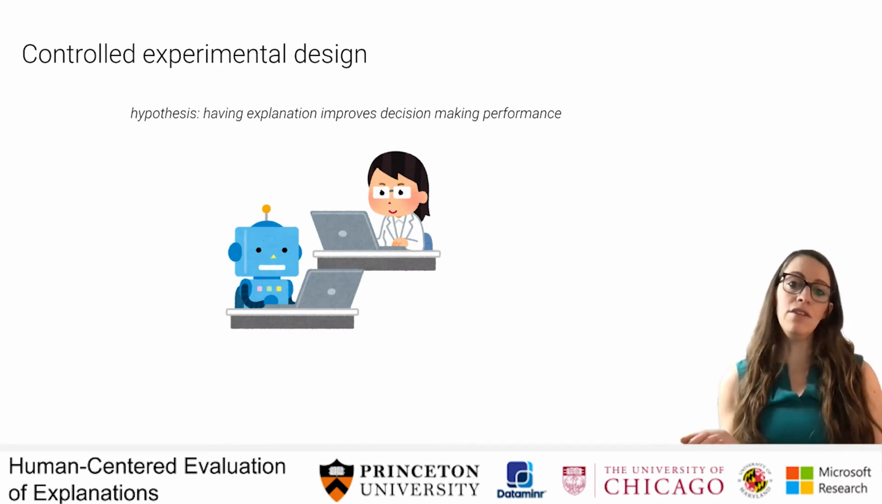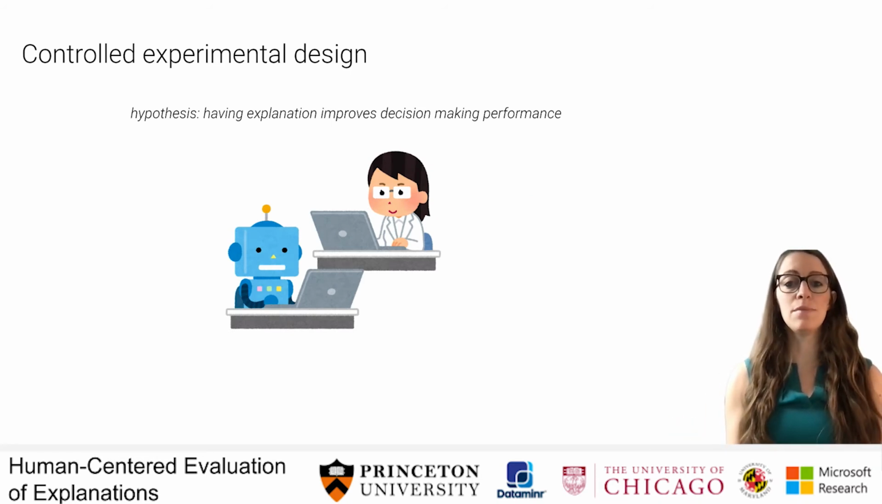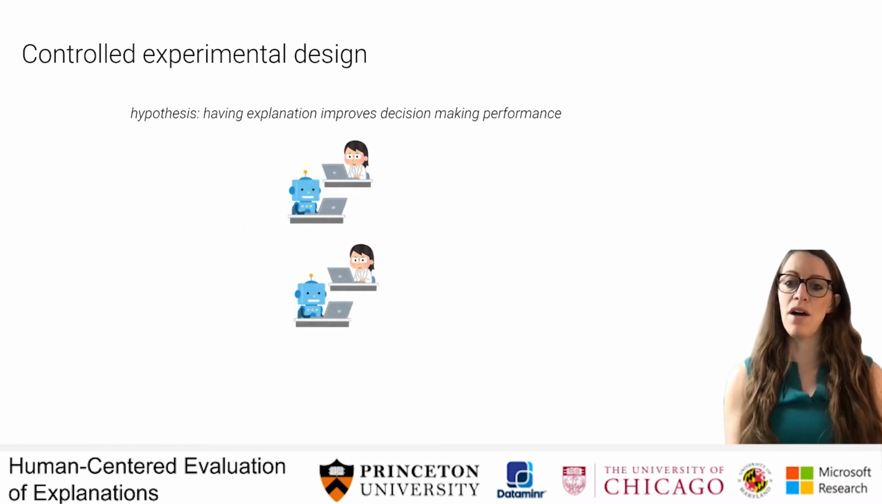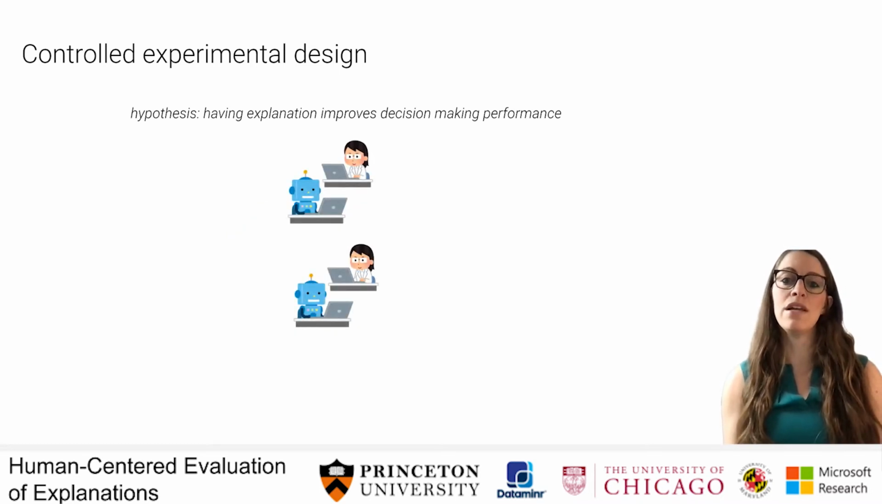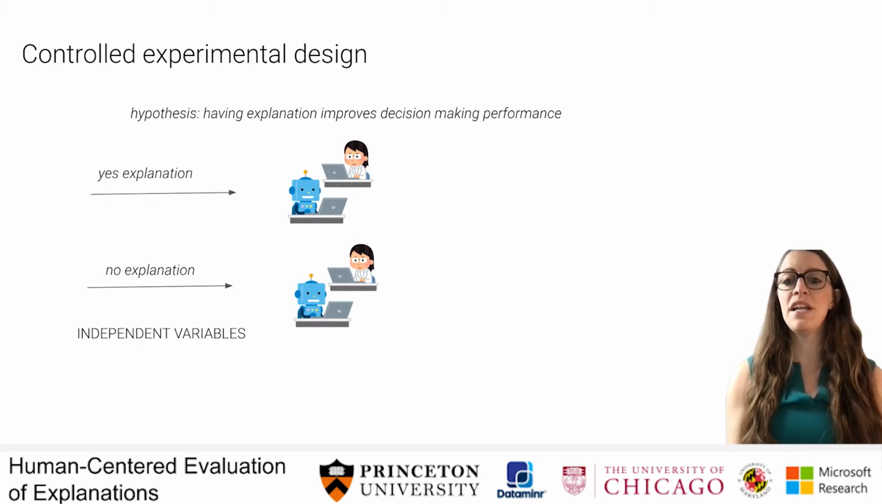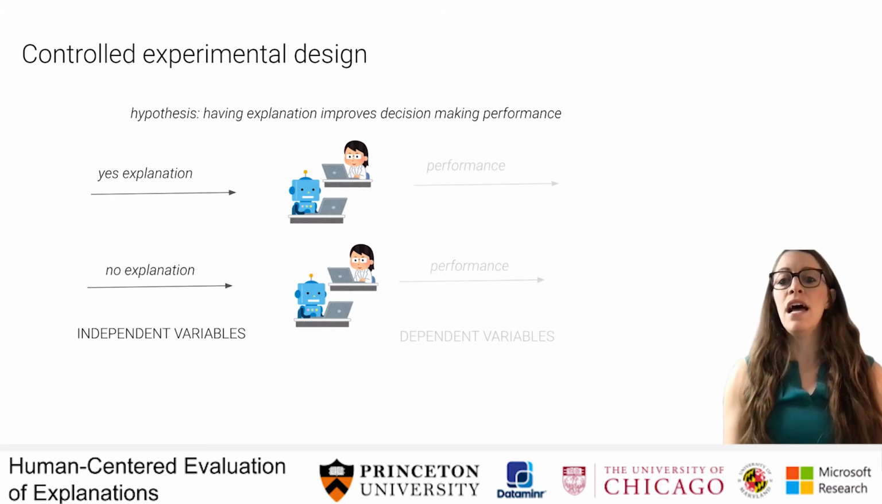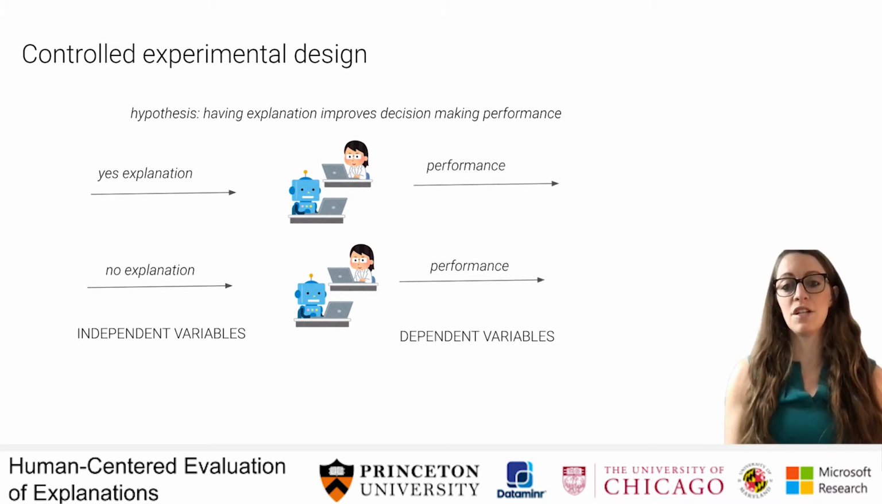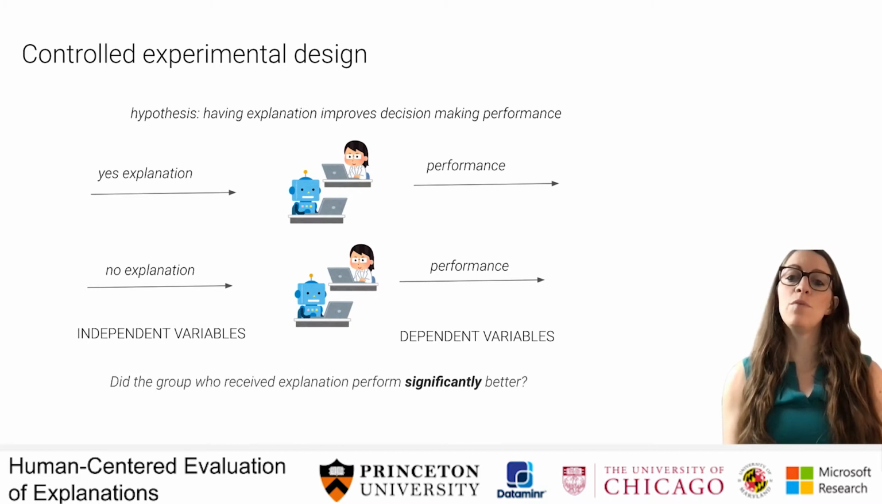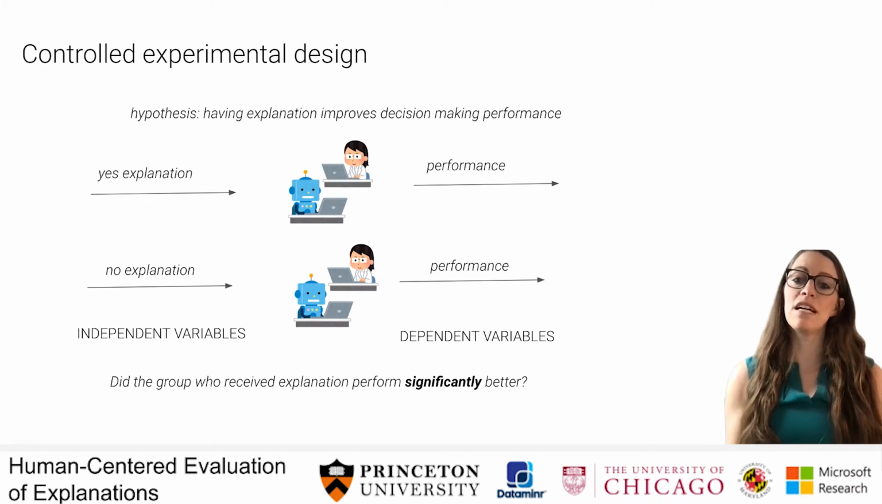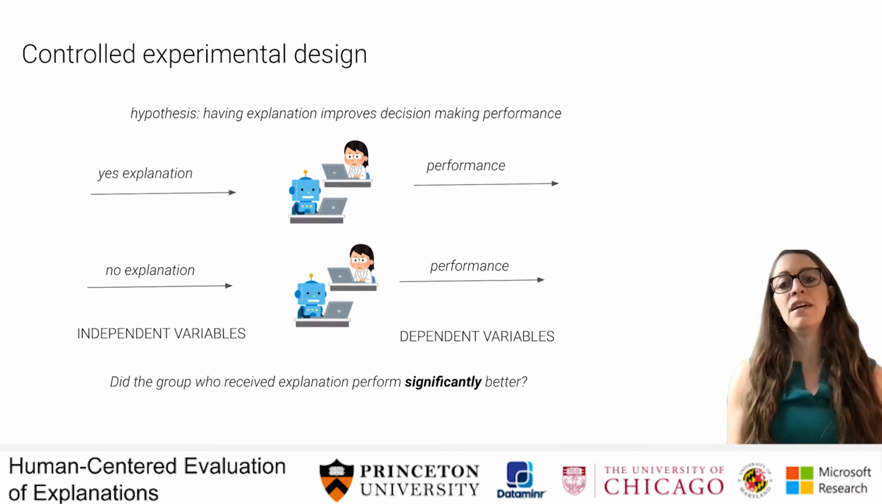So at a very high level, in a controlled experiment, we start with a testable hypothesis, perhaps that an explanation will improve performance for a task compared to no explanation. To test this hypothesis, we split our users into groups. From there, we manipulate independent variables, such as whether or not a user receives an explanation. And then we observe dependent variables, such as performance. Finally, we run statistical tests to compare the two groups, asking, did the group who received explanation perform significantly better? And then we accept or reject our hypothesis.